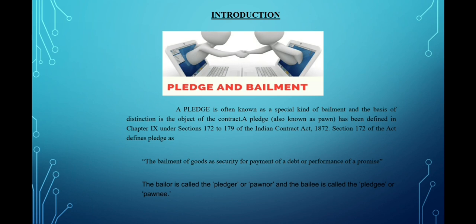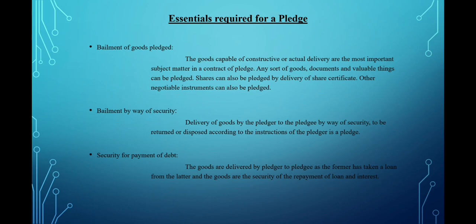Here, the bailor is called the pledger or pawner, and the bailee is called the pledgee or pawnee. Now we are going to see the essential requirements for the pledge. Essential requirements like bailment of goods pledged, bailment by way of security, security for the payment of a debt. Now first we see bailment of goods pledged.